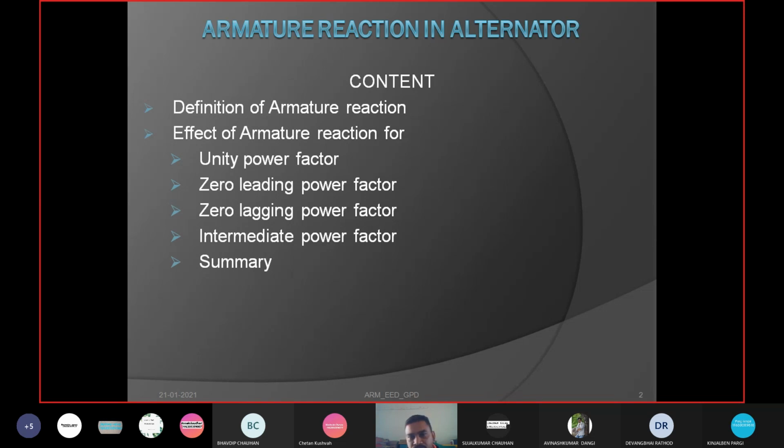reaction for different types of load or power factor, that is for unity power factor load, zero leading power factor load, zero lagging power factor load, intermediate power factor load, and finally we'll summarize today's topic, and also in the last we will see the animation regarding the armature reaction.